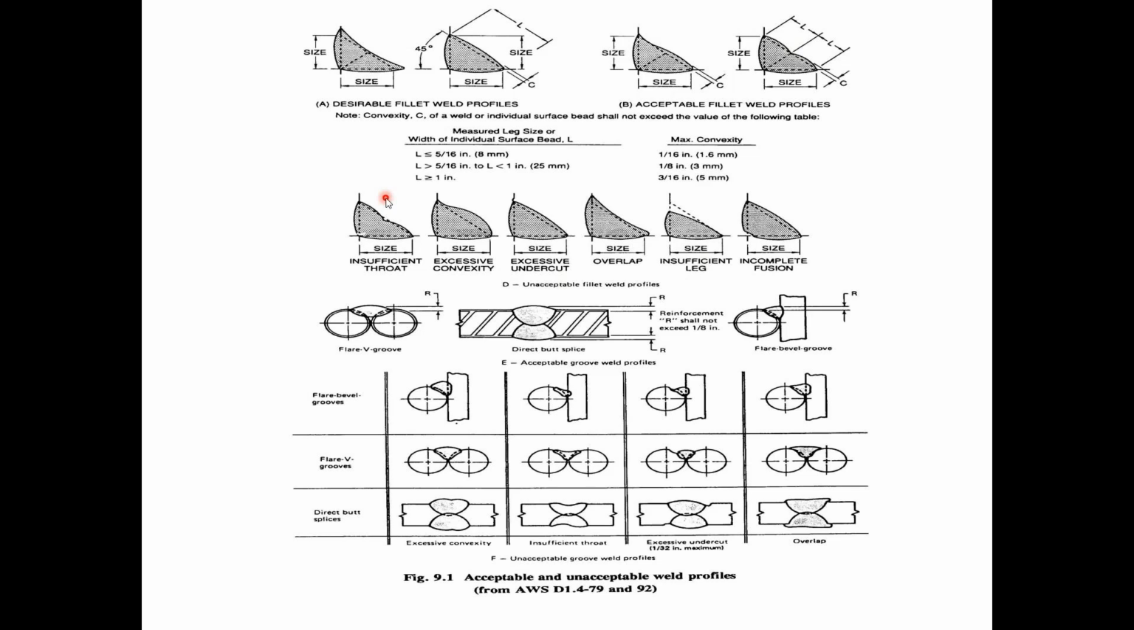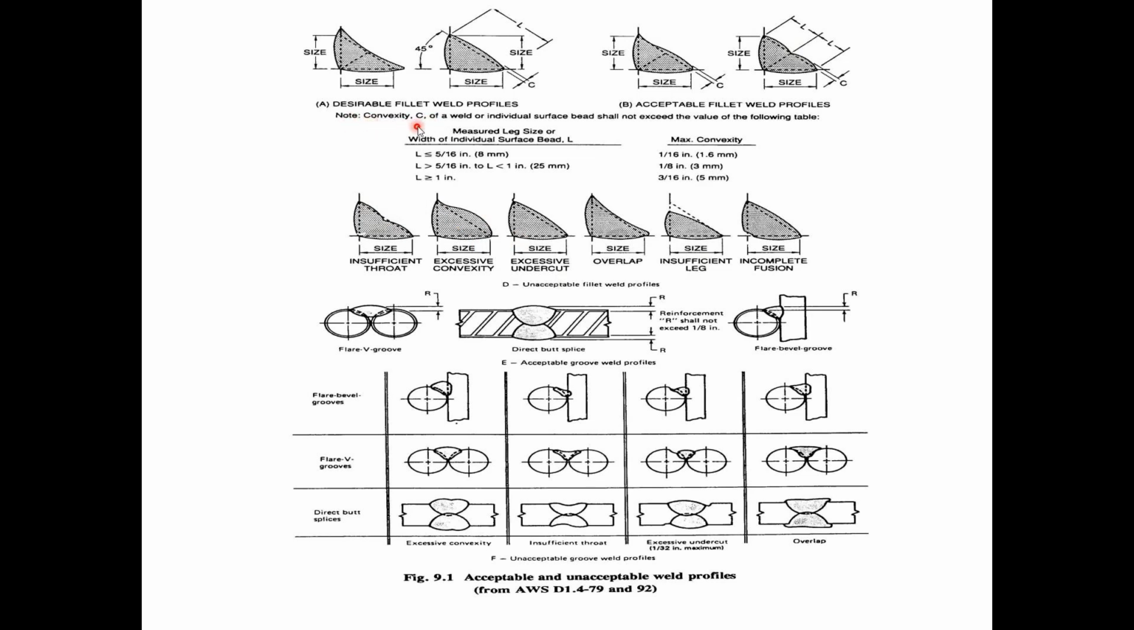This one's got what's called insufficient throat. So you've got this dimple that goes in, and it actually crosses or encroaches through that dashed line that represents the minimum shape of that weld. So that you can see why that would be a problem. This one here basically just exceeds the limit.